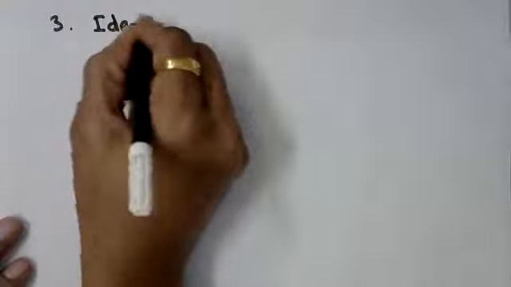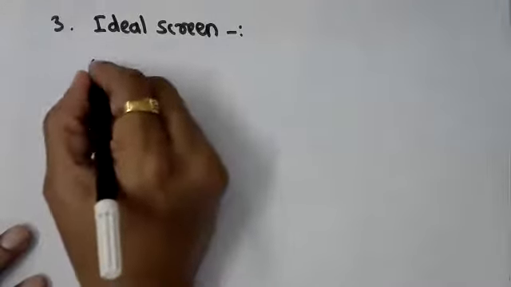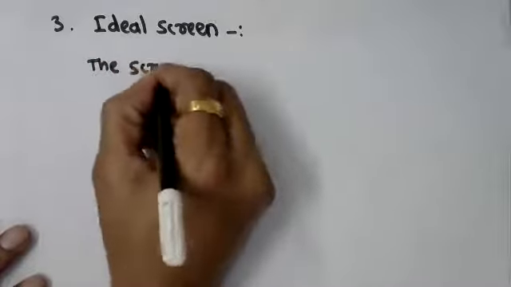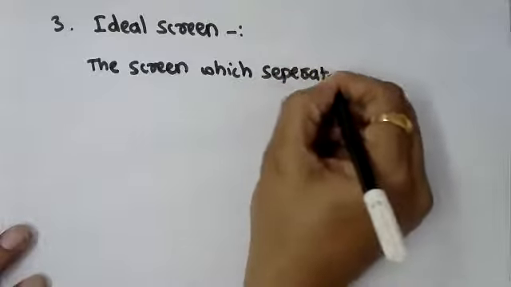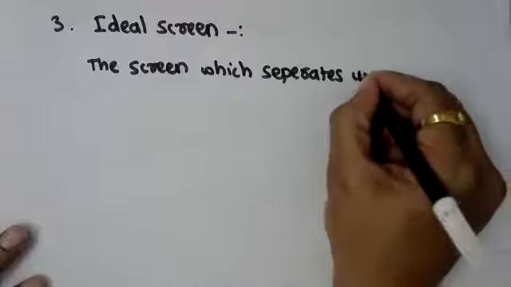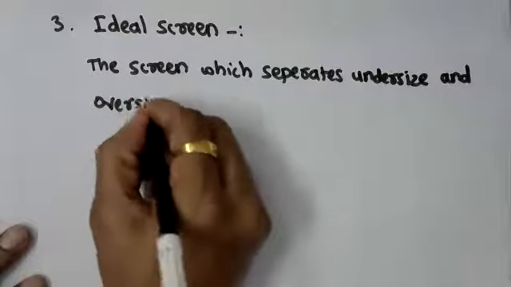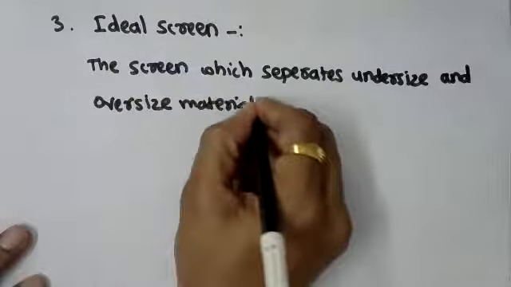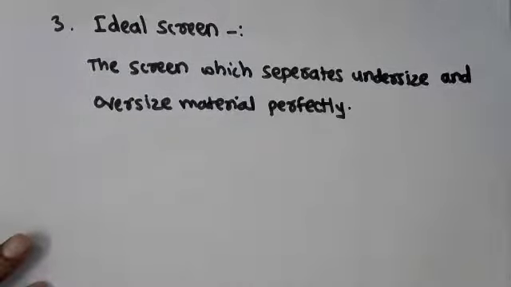Now the third term is ideal screen. Now what is ideal screen? The screen which separates undersize and oversize material perfectly.